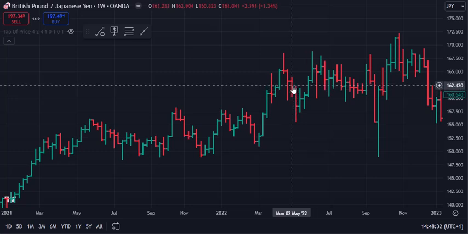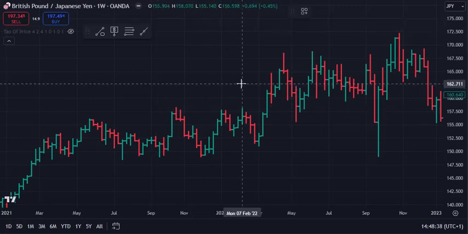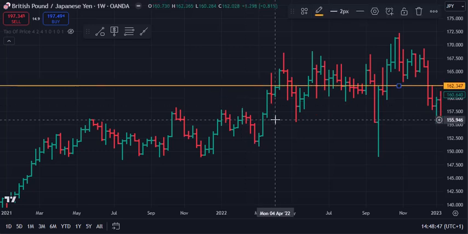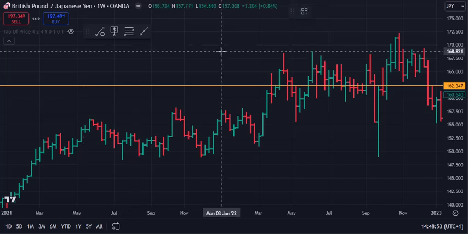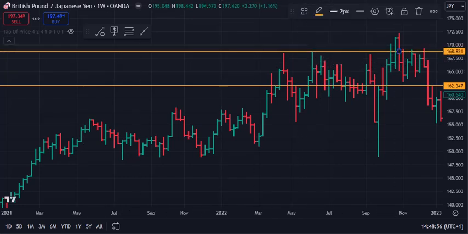42, that's close enough. We got to put a line over there. 162.40, it's fine. 162.34, that's close enough. This market on this weekly broke this. This market principle is saying that this high right here is in.